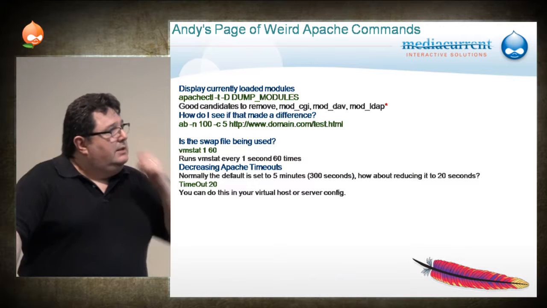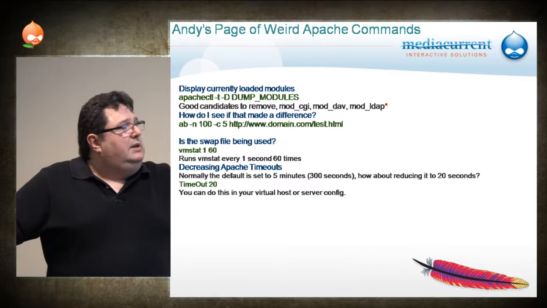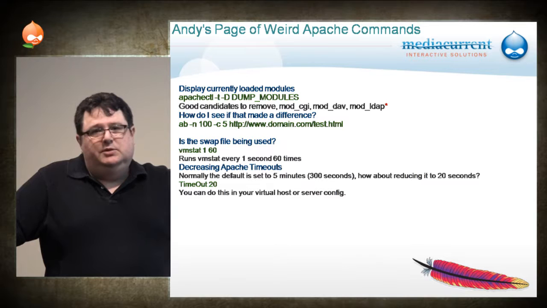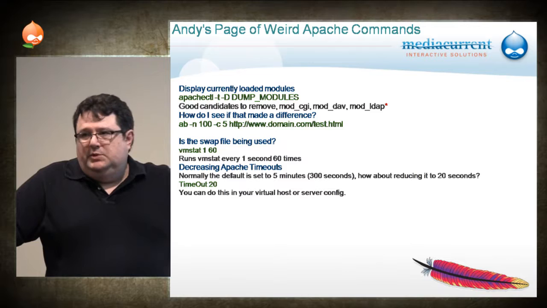Figure out where the memory's going. Vmstat is a very useful command. Vmstat will show you if any of your memory is actually being paged to the swap file. It'll actually show you the swap file usage. So if you find that your memory is starting to tap out, and you want to find out how much of that is actually used on the hard drive, you can use Vmstat to do that.